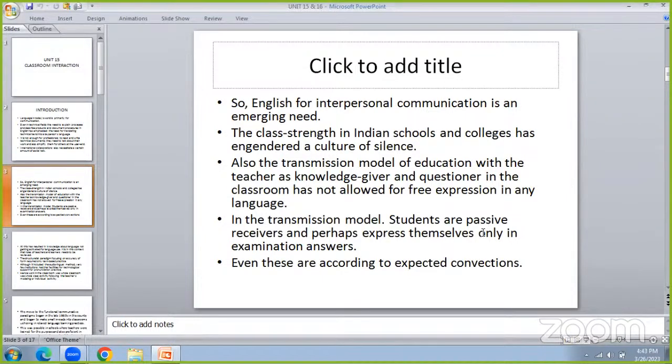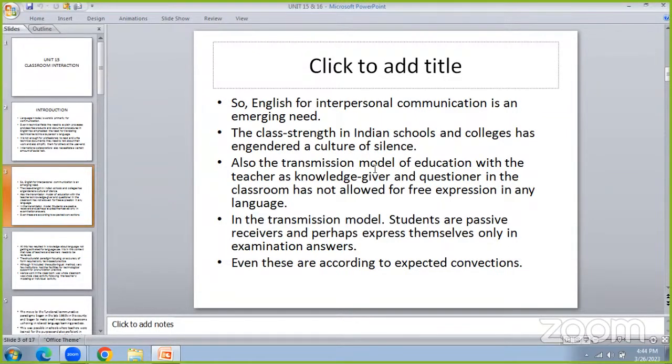So guys, that is the one thing I think you are able to follow. English for interpersonal communication is an emerging need. These days, interpersonal communication is very, very important. So what is happening in the schools? How are the schools equipped to cater to this kind of demand for interpersonal communication among the students, among the learners, right?